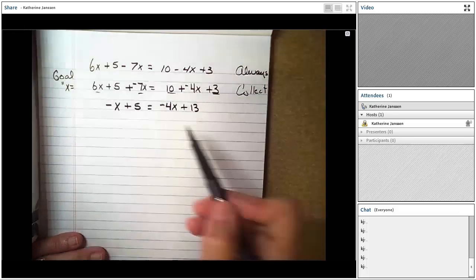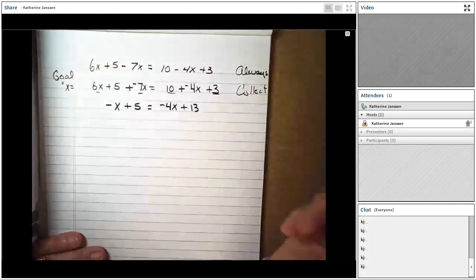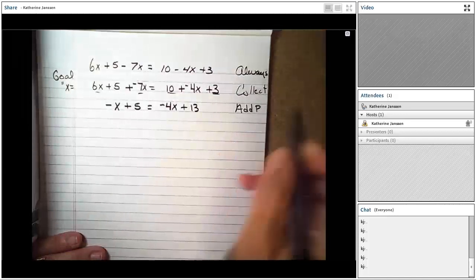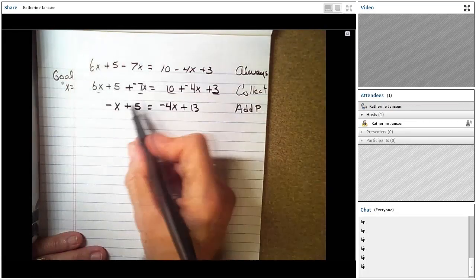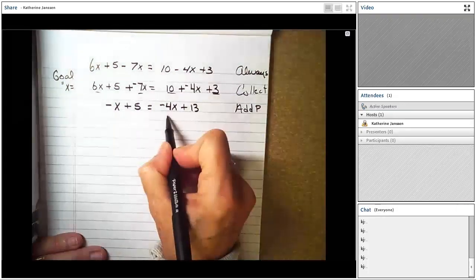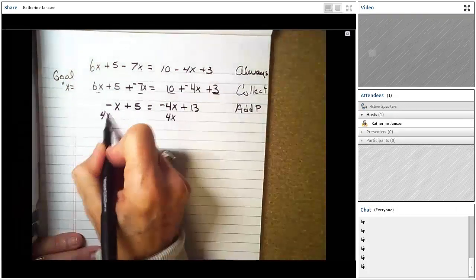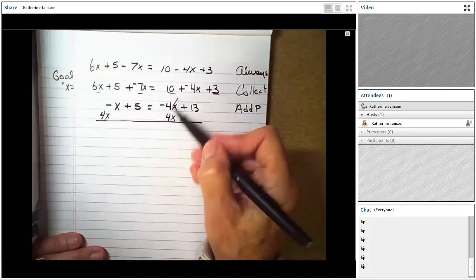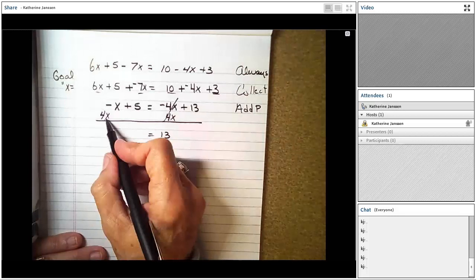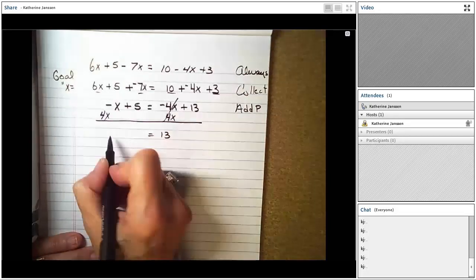I'm trying to get my x terms on one side of the equation. I prefer to use the addition principle to move my variable terms to the left side of the equation. So I'm going to add the opposite of negative 4x to both sides. That'll go to 0, leaving 13. And tidying up this side of the equation, 4x plus negative x would leave me 3x plus 5.